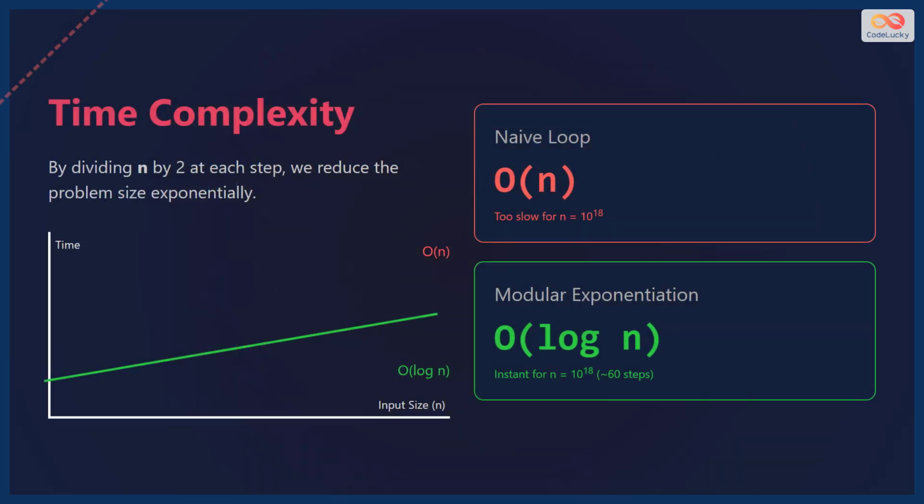Why is this better? A naive loop runs in linear time, O of n. For an input of 10 to the power of 18, that's billions of years. Modular exponentiation runs in logarithmic time, O of log n, for that same input. It only takes about 60 steps. That is an incredible improvement in performance.